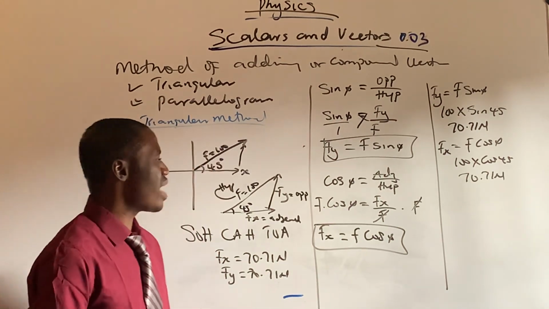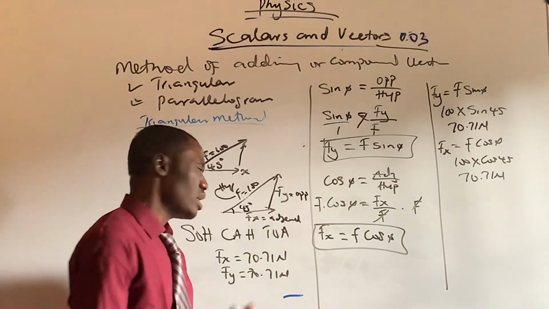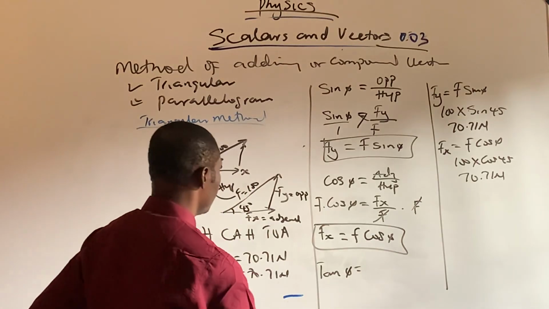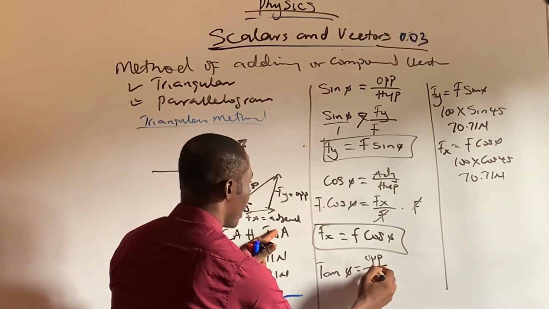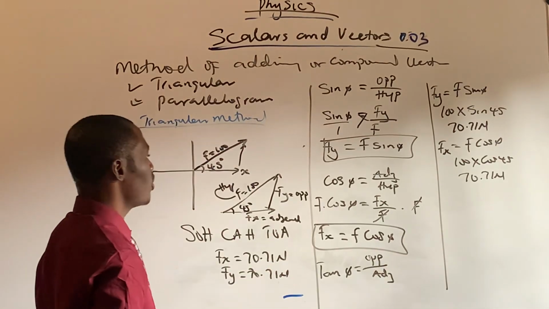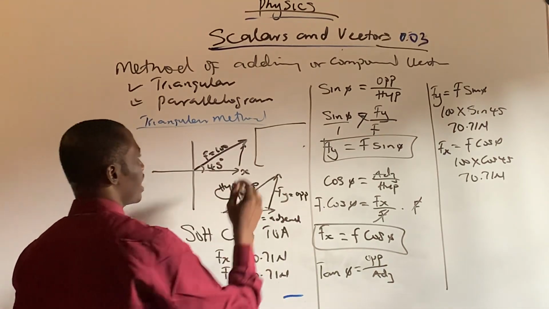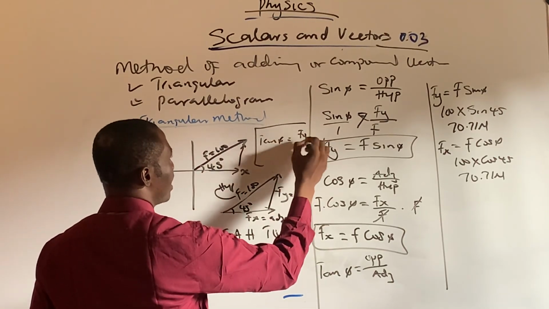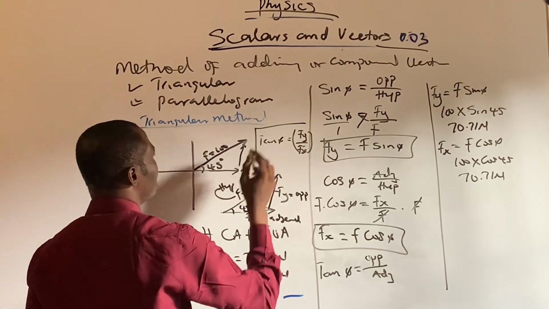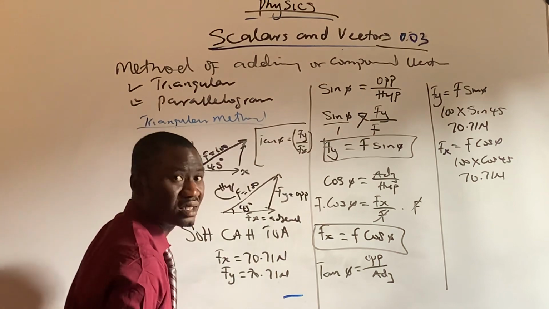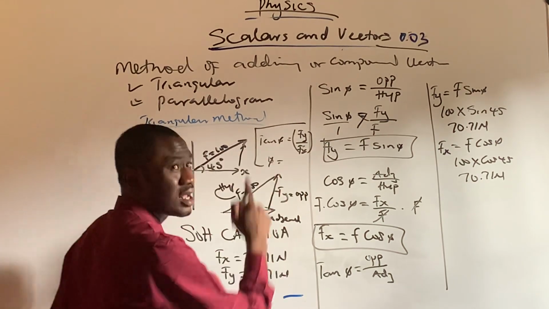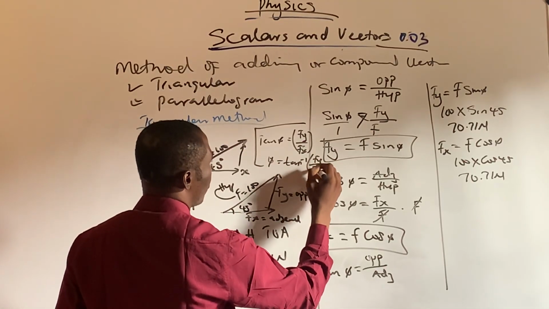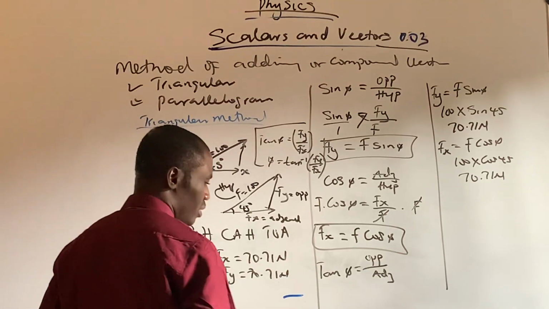Now, assuming that the angle is not given, to get the angle, tan theta is equal to opposite over adjacent. Let's make a space here. If that is the case, tan theta is equal to, the opposite is Fy and the adjacent is Fx. Now take the tan inverse on both sides. When you take the tan inverse on both sides, tan inverse will cancel tan, so that theta will become tan inverse of Fy over Fx. So what we're going to do now, let's make a space for ourselves.